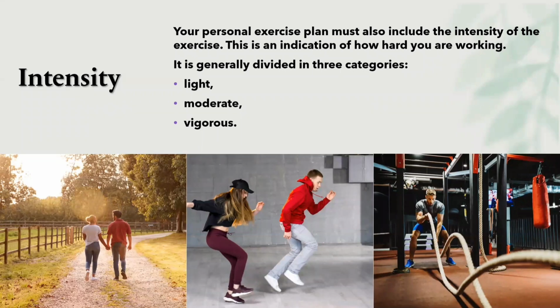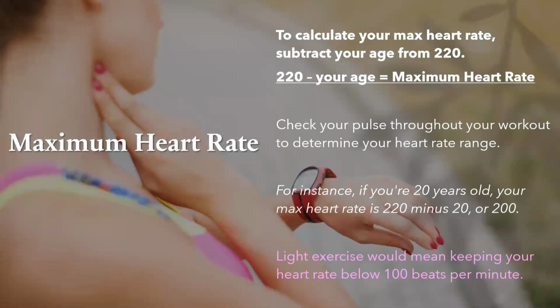Your personal exercise plan must also include the intensity of the exercise. This is an indication of how hard you're working. It is generally divided in three categories: light, moderate, and vigorous. Before you select a level and type of exercise, it is important to understand your maximum heart rate. Here is a simple formula to help you calculate it. To calculate your maximum heart rate, subtract your age from 220.